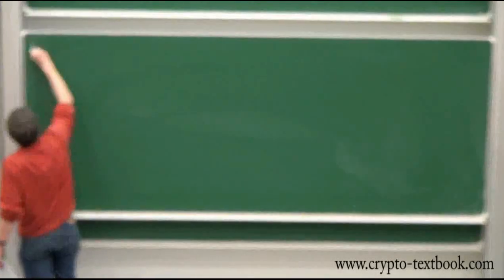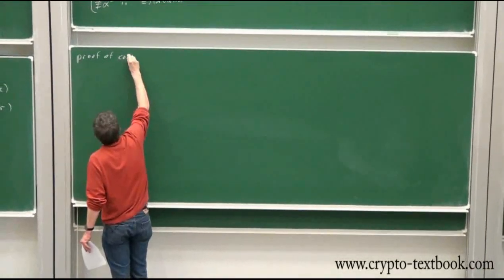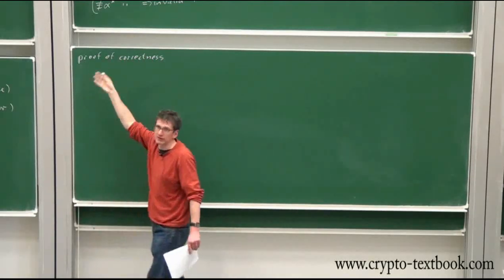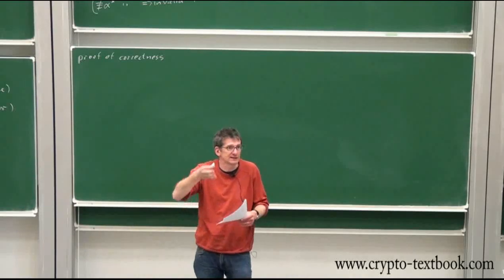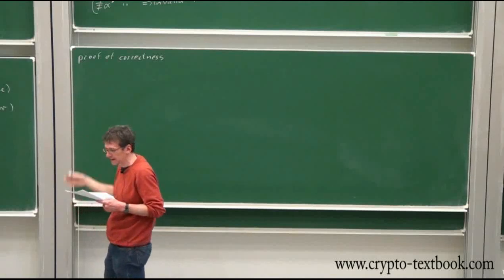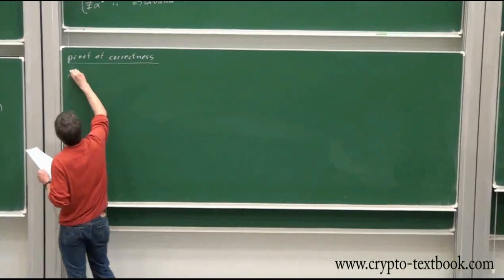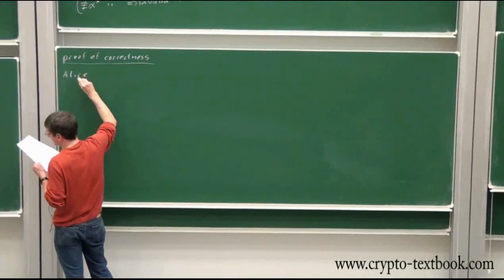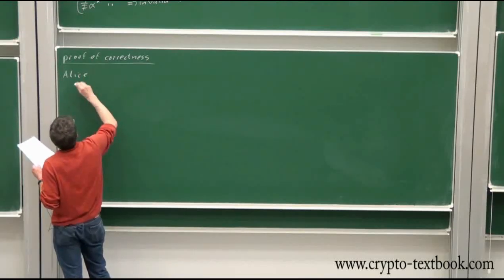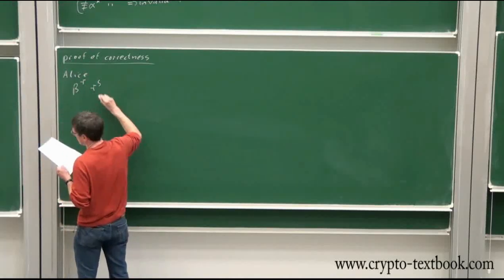We call that proof of correctness. So we look at what Alice is doing, and does this verification decision, is T equivalent to alpha to the x, make any sense? What Alice does is she computes beta to the r times R to the s.